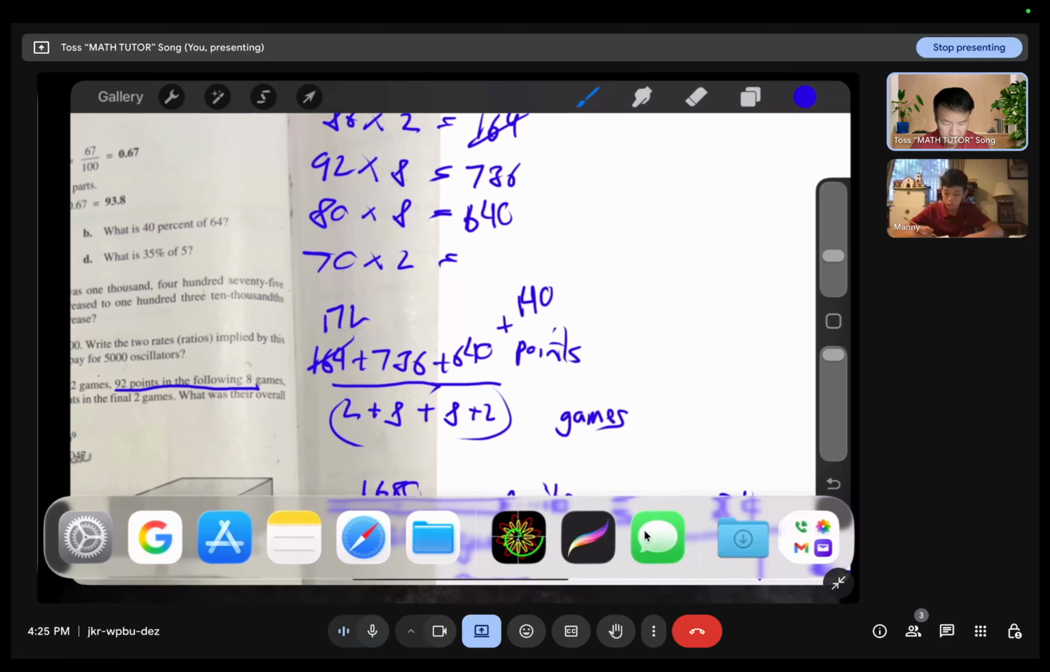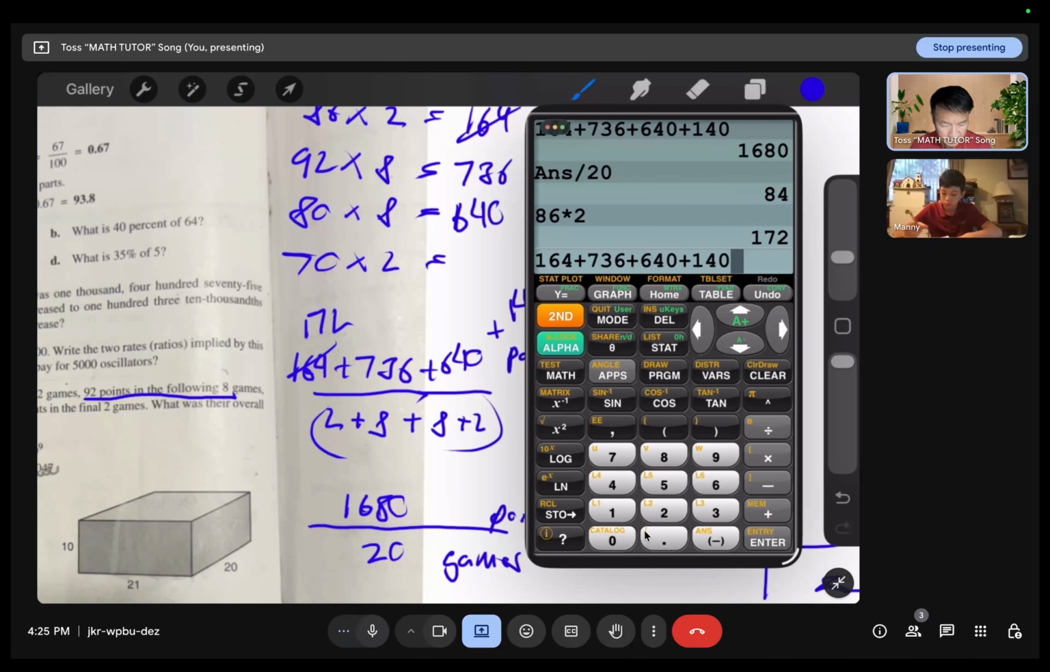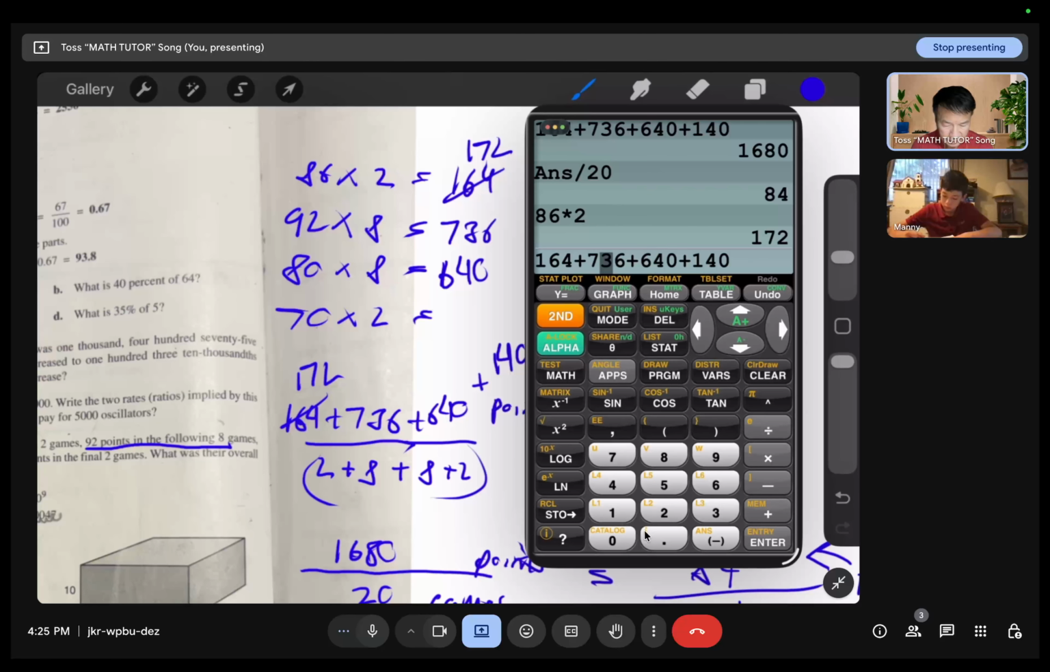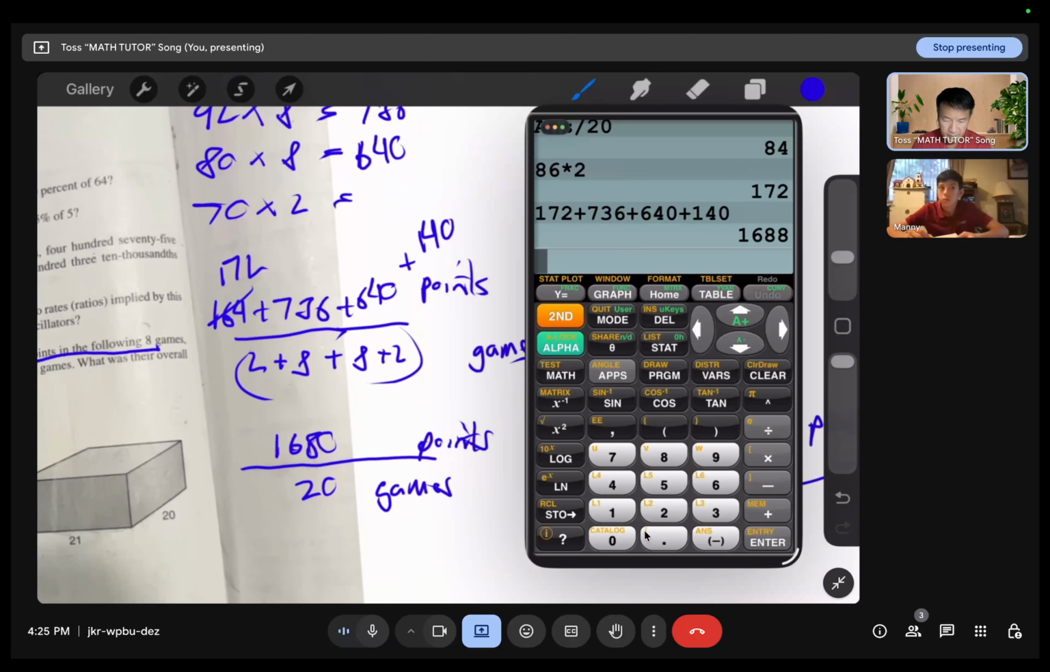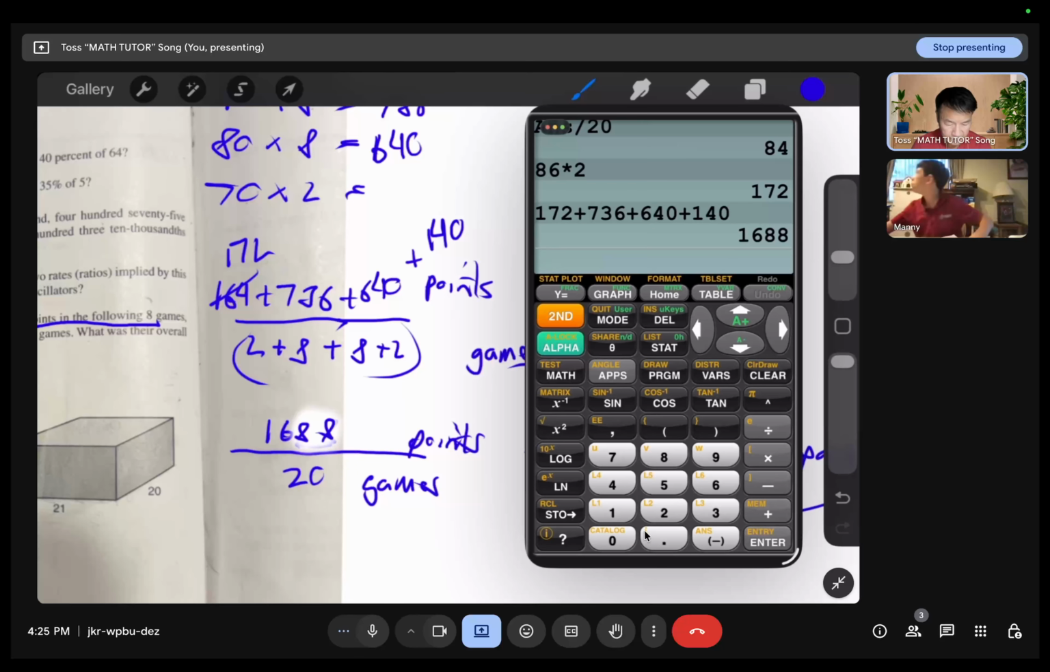So let me go ahead and fix that. Man, I would love it to be nice. We're gonna get a decimal number now. So 172 replaces 164, 72 here. So it's 1688. 1688. Now divided by 20. 1688 divided by 20.